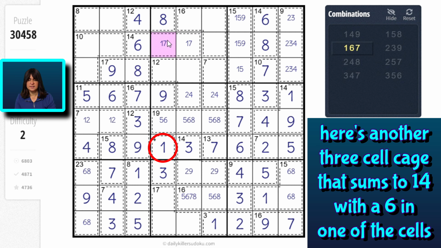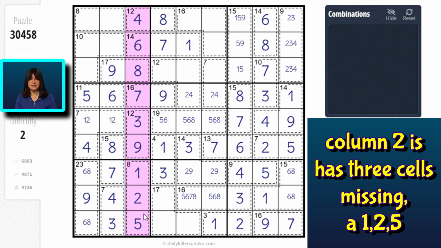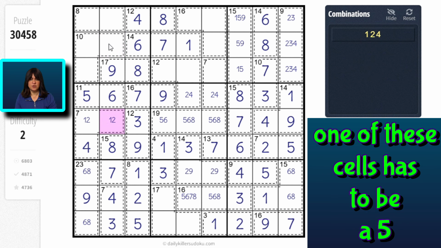But there's a 1 in this column. So this is the 7 and this is the 1. And we can eliminate this one. And now we have column 3 done. Let's see, column 2 is missing a 1, 2, and a 5. So one of these 2 cells has to be a 5. Not sure if that helps.